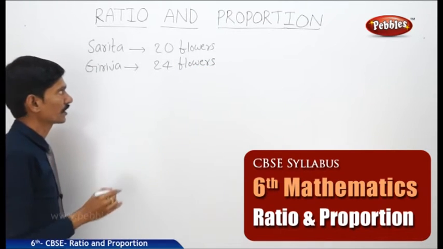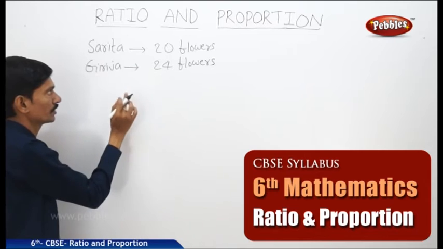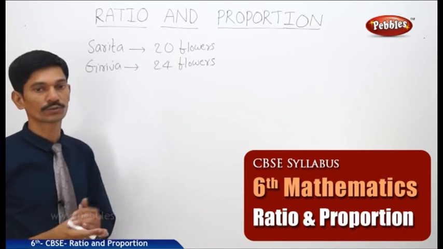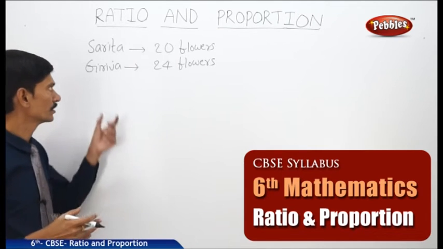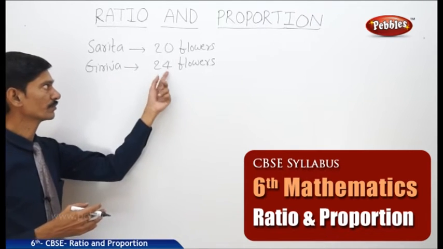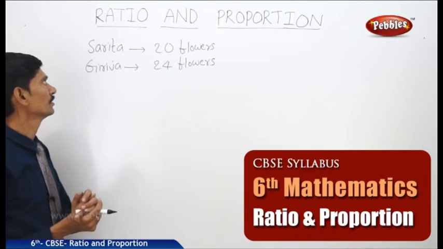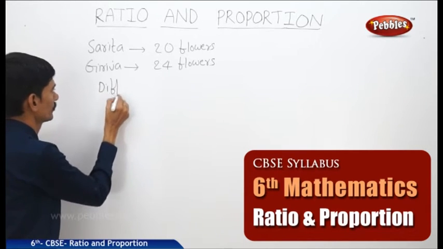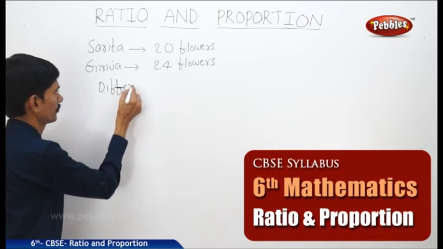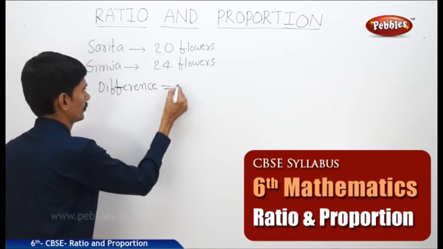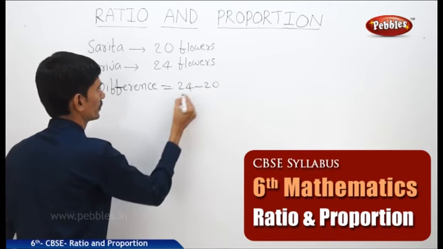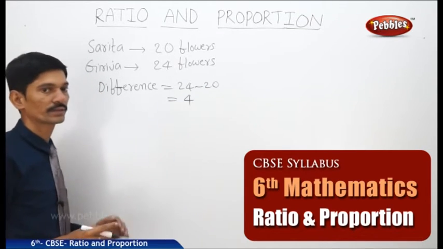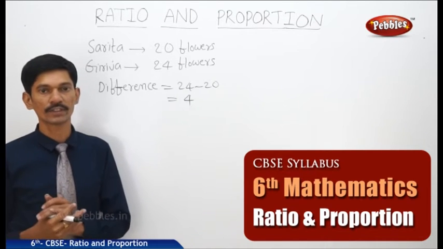The number of flowers collected by Sarita is 20 and that of Girija is 24. So by observing these two values, we can say that Girija has collected 4 flowers more than Sarita. So the difference is 24 minus 20 equals 4. So this is one of the ways of comparing two given quantities.